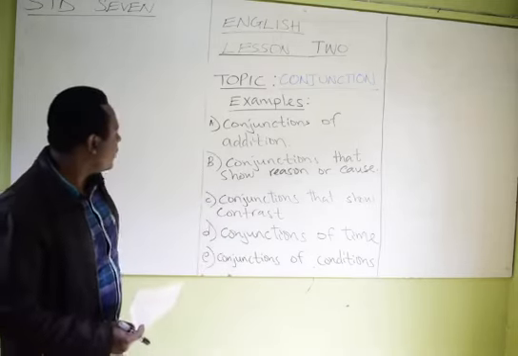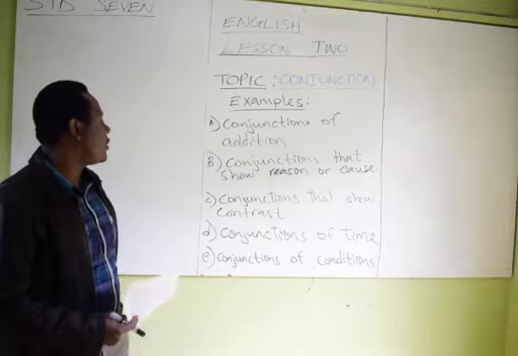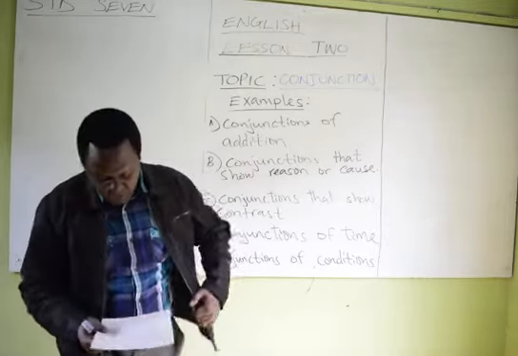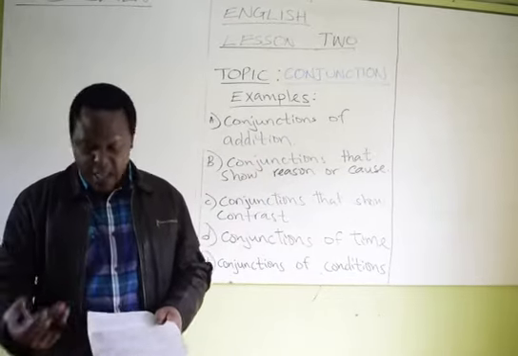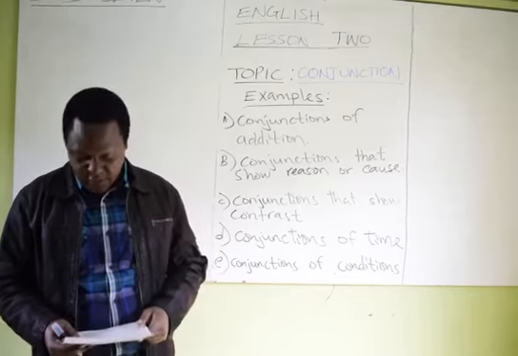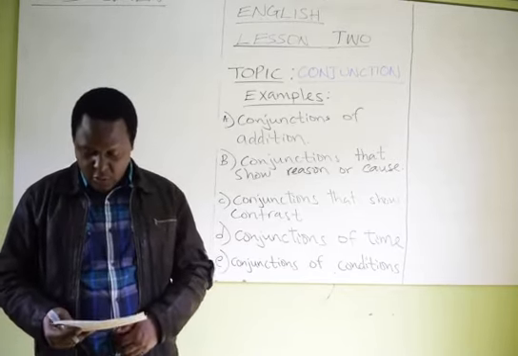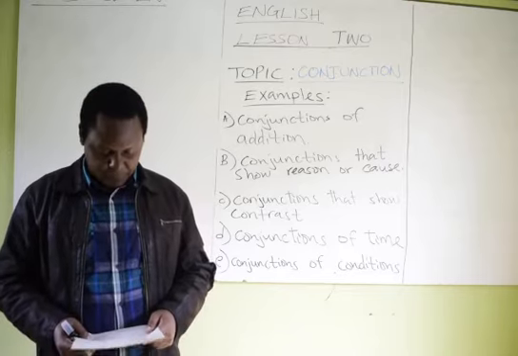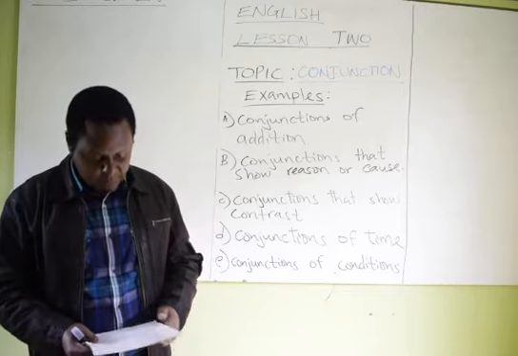Let us go to the second one, to conjunctions that show reason or cause. These ones include therefore, so, since, because, for, and as. Examples. Example 1.